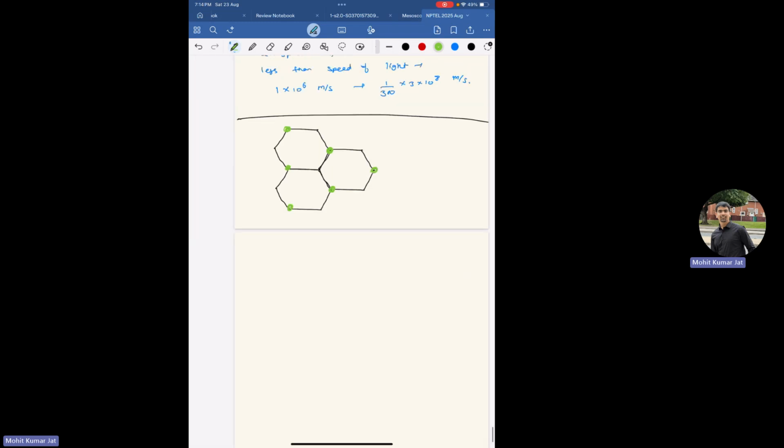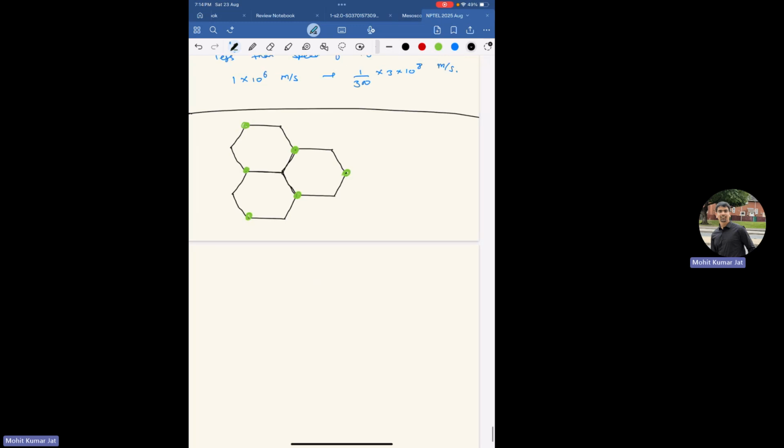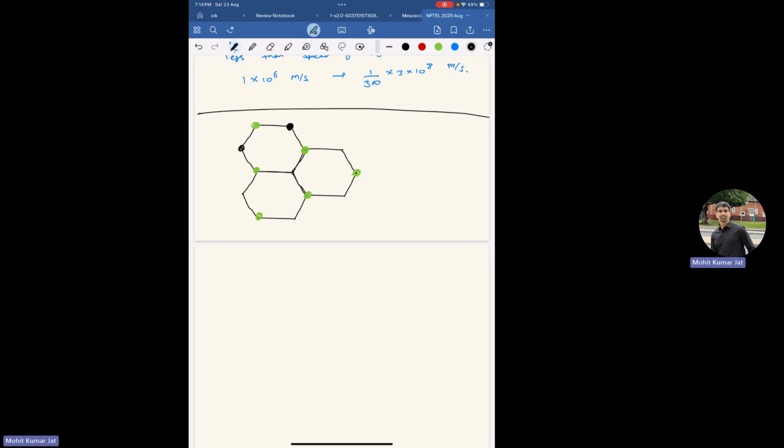But on the other side also, there's a carbon sitting here. So this green and black are both carbon, but why have I drawn them in different colors? The reason being, graphene itself is not a Bravais lattice. It's made up of two Bravais lattices. You can think of the black one as the A sublattice and the green one as the B sublattice. Let me call the green one the A sublattice and the black one the B sublattice, right? And this is your system.